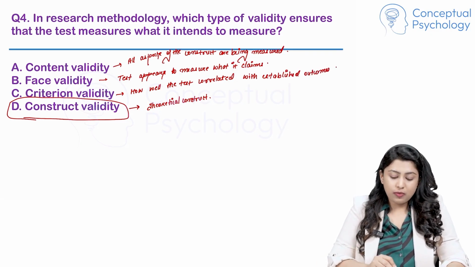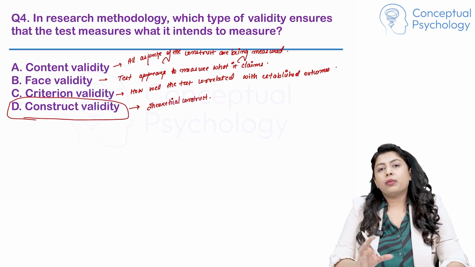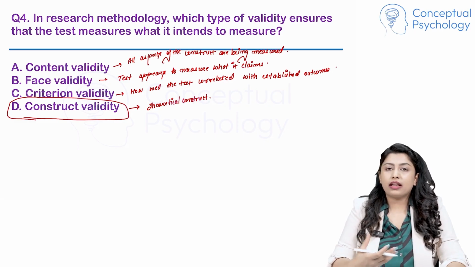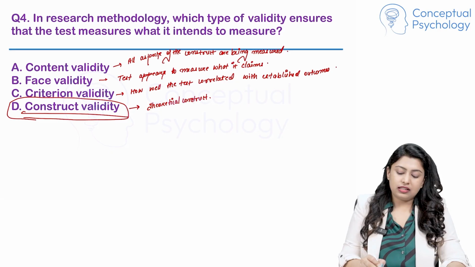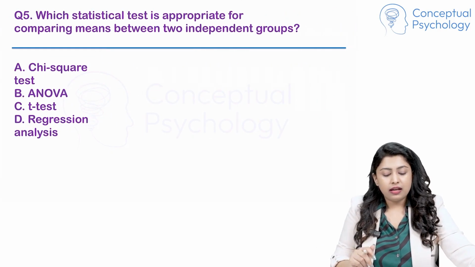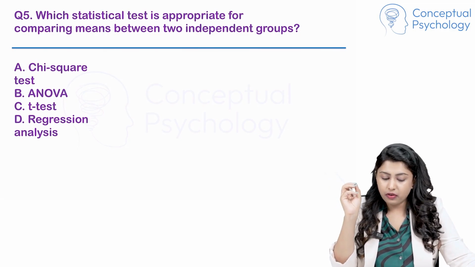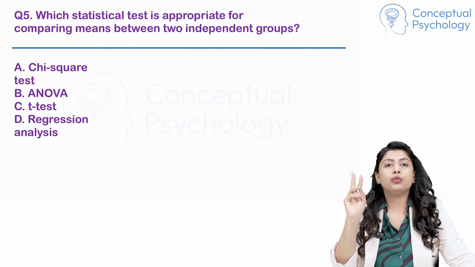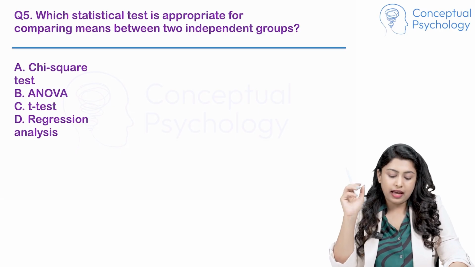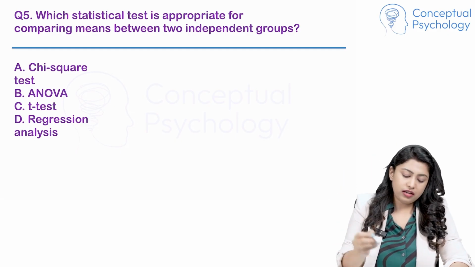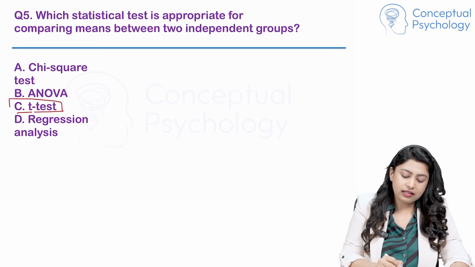So, construct validity is the fundamental question of whether your measurement tool actually measures the psychological concept you think it does. Hence, D is the correct answer. Moving on, which statistical test is appropriate for comparing means between two independent groups? Chi-square test, ANOVA, t-test, or regression analysis? So here the correct answer is C.